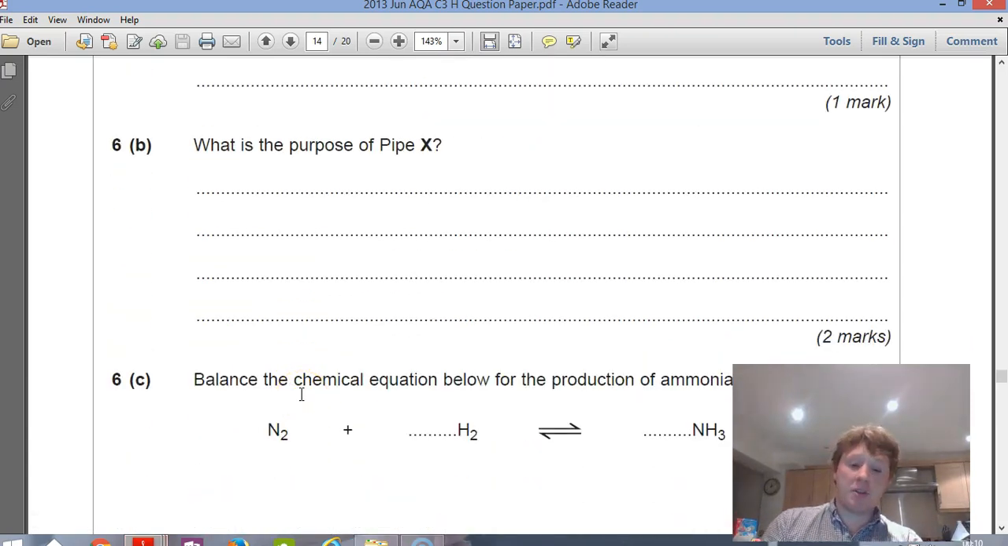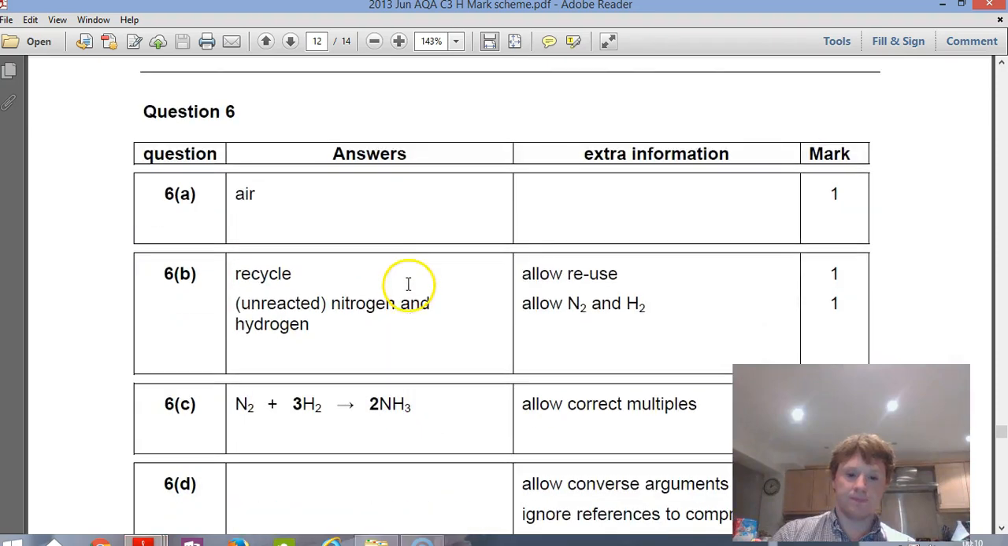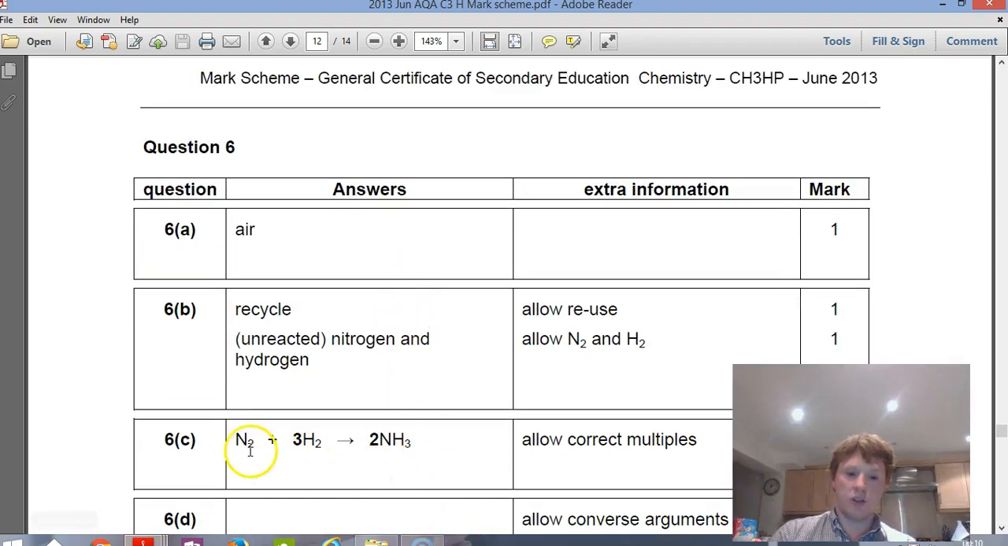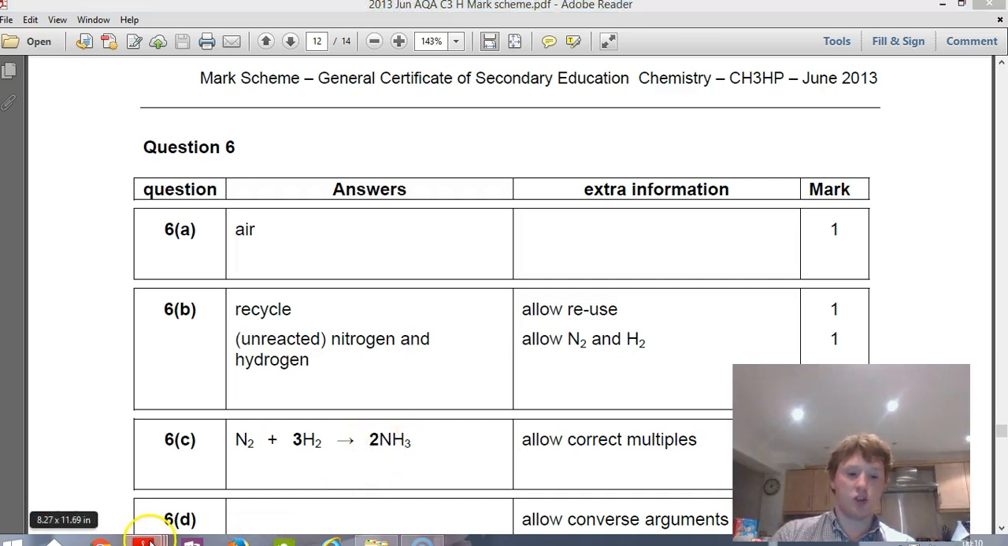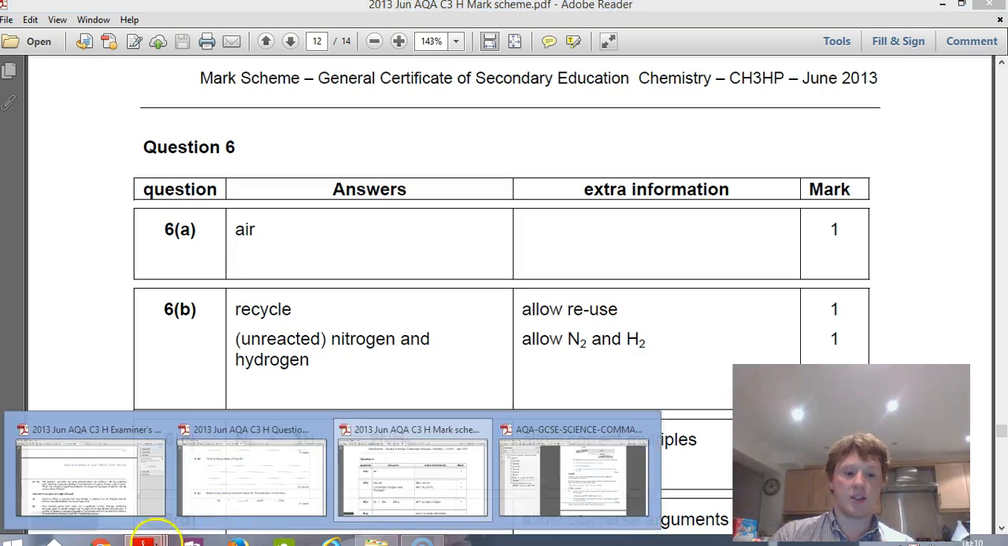Right, balance the chemical equation we go below. There'll always be a balancing question. Off you go. Right, you need a 2 here and a 3 here. There you go. So there's 2 nitrogens, N2. 3 times 2 is 6. 2 times 1 is 2 nitrogens, so that balances. 2 times 3 is 6. Sorted. Balanced.